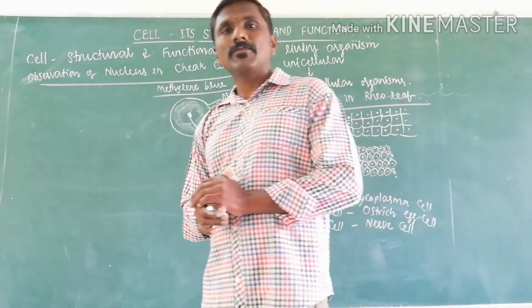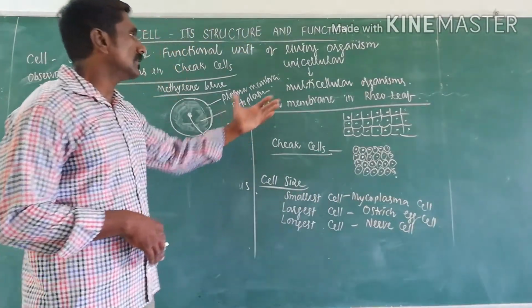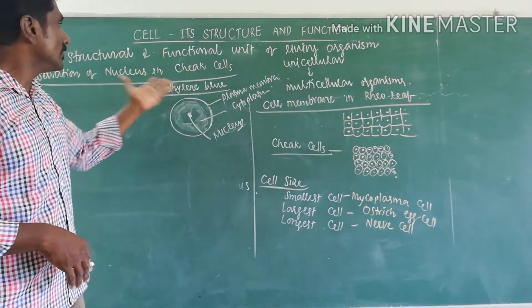Okay, this is some information regarding the observation of the cell membrane in the rheole leaf and the nucleus in the cheek cell.